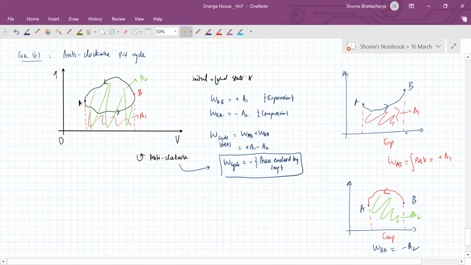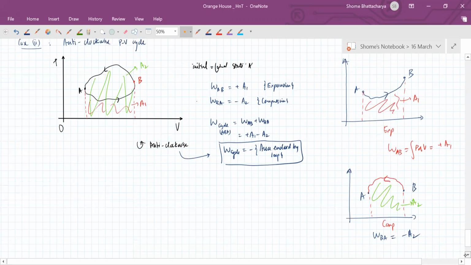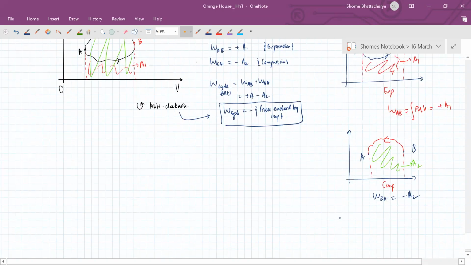So, but area is not negative. क्या हो गया? So, why area is negative? Because integration P dV करोगे आप तो उसमें dV कैसा क्वांटिटी है? नेगेटिव है ना? Work done is integration P dV. So for a compression, okay, dV कैसा क्वांटिटी है? नेगेटिव है ना? So work done कैसा हो जाएगा?